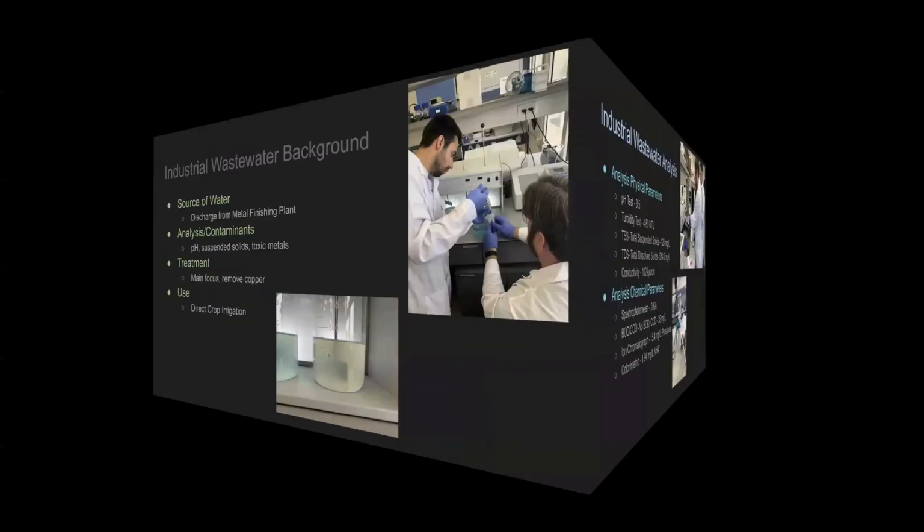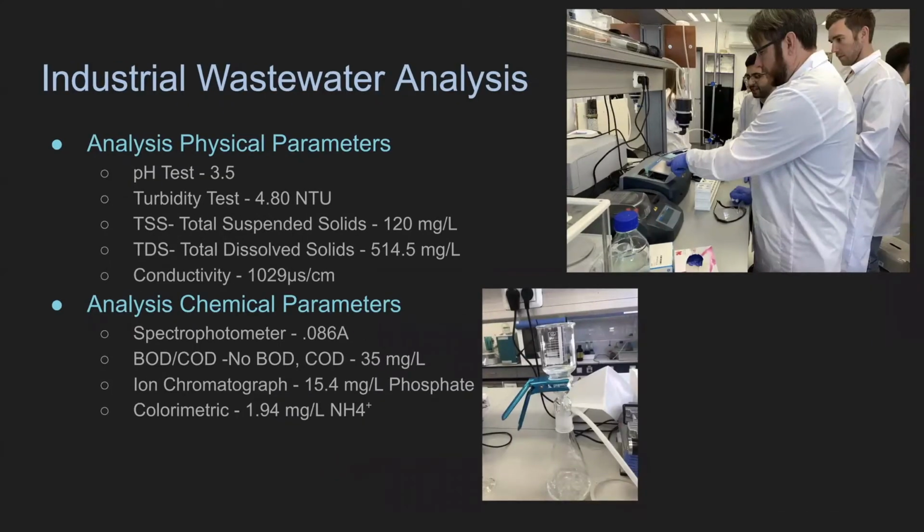Next slide. In our specific analysis, we found the pH to be quite low, with a value of 3.5. The turbidity was 4.8 NTU, which isn't crazy high, but it did need to be reduced to a value less than 1. Our tests for TSS, or total suspended solids, and TDS, total dissolved solids, proved that there was indeed mineral matter present in our sample. This can also be seen in our conductivity tests, which also proved that there were ions present in our sample.